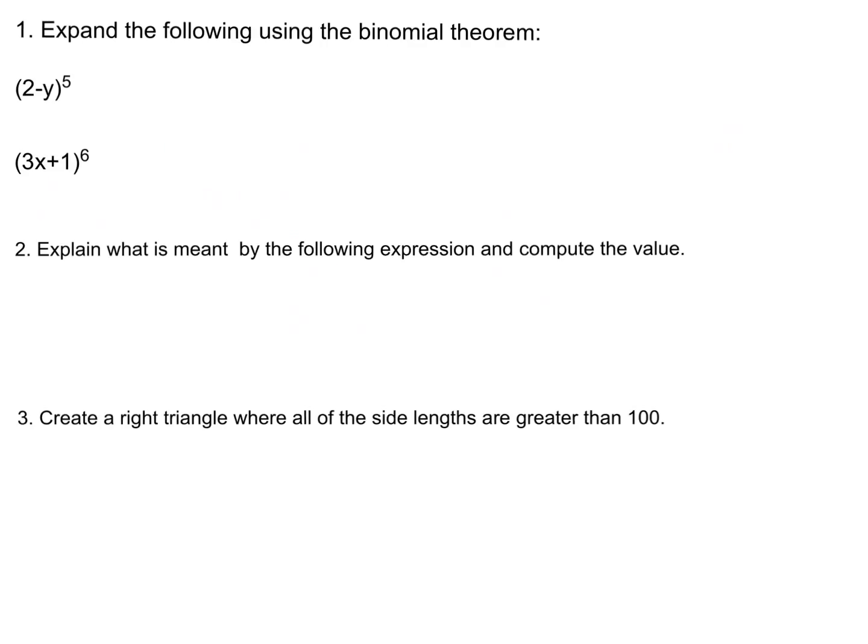But now let's go ahead and try a few. So first things first, go ahead and try all of these on your own. Expand the following using the binomial theorem. Explain what is meant by the following value, and I'll put that up there in just 1 second. And then create a triangle where all the side lengths are greater than 100. Okay, so go ahead and try these all on your own. Work through them. Take your time. Use your notes if need be. Make sure that you include questions where you have them, and we'll talk briefly about them in a second.